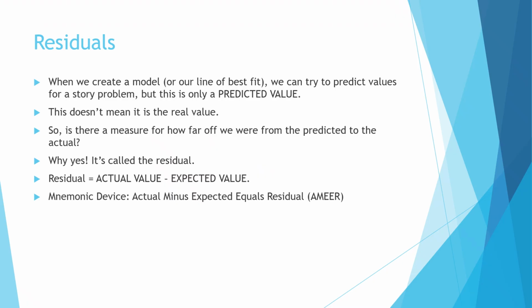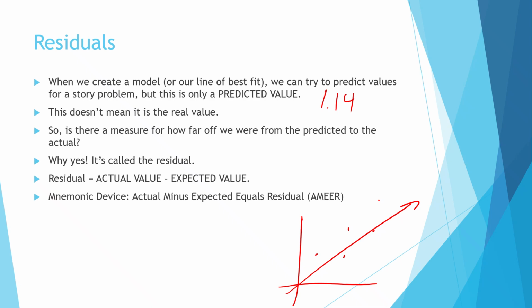So today we're going to be talking about residuals. When we create a model or our line of best fit from a potential story problem, we can try to predict values like we did in lesson 1.14, right? If we have a bunch of data points, we can create that line of best fit and then predict values when maybe x equals 5 or different things like that. But that's only a predicted value. That's not the actual value that occurs in the real world or from actual data.